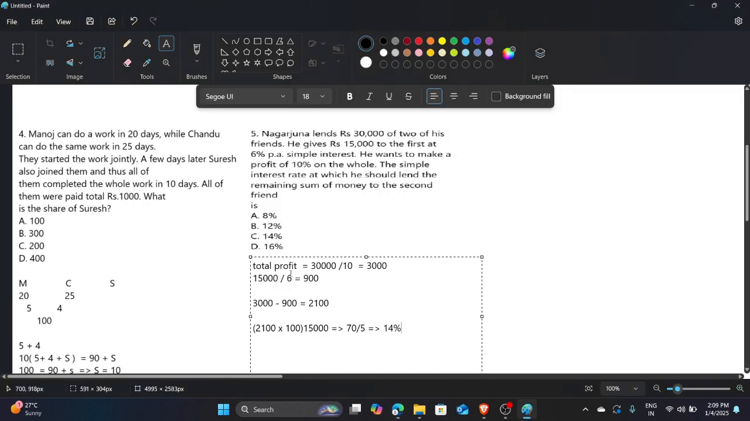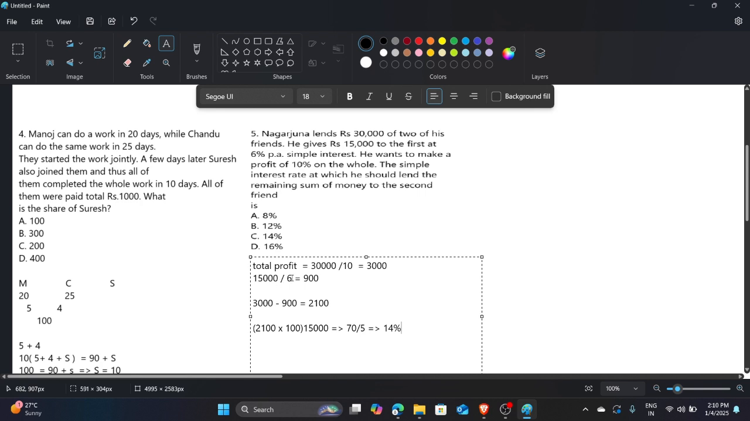The total profit he needs is 10%, because he wants to make the total profit 10%. So what is the 10% of 30,000? It's 3,000. The fraction of 10% is 1 by 10, so I just divide this number by 10, and I get the total profit which he wants to gain, 3,000. Now, if he gives to the first friend at 6% interest, it means he gets 6% profit on this amount, half of the total amount. So the 6% of this amount is nothing but 900.